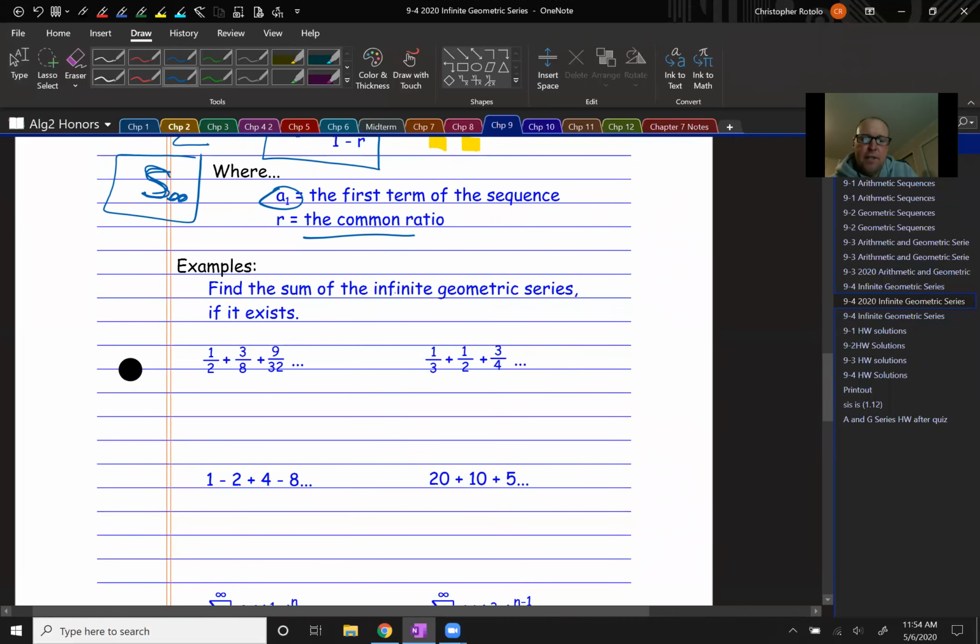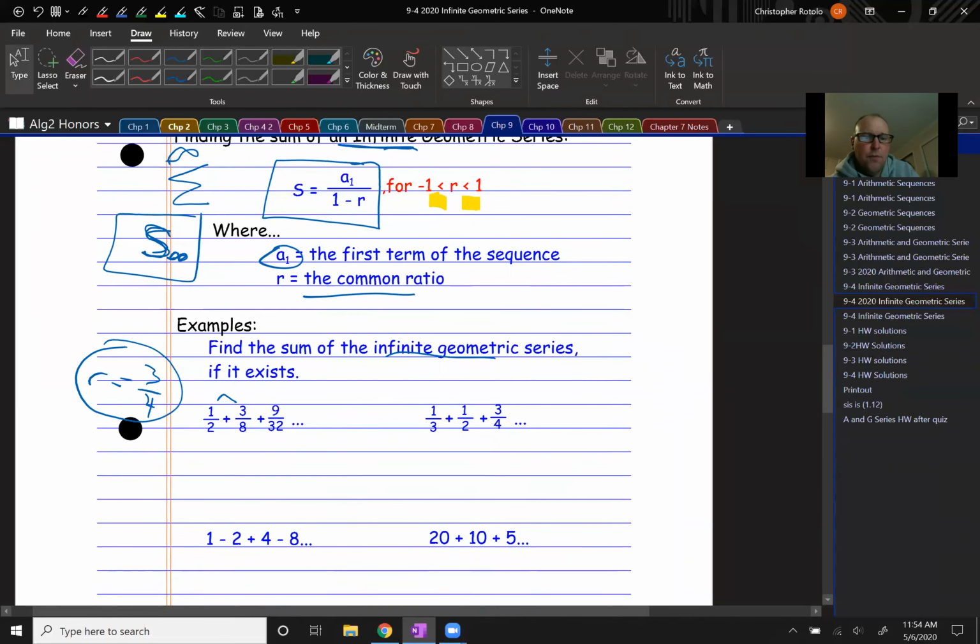Find the sum of the infinite geometric series if it exists. So in our first one, we have to find out what's the r value. Well, remember we were told that these are geometric series. So how am I getting here? Multiply the top by 3 and the bottom by 4. Make sure that works. 3 times 3 is 9. 8 times 4 is 32. So I have 3/4.